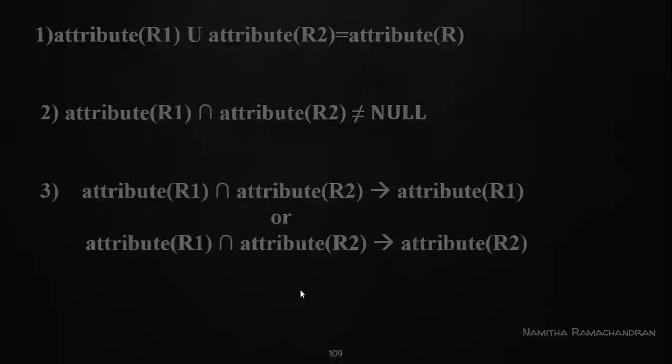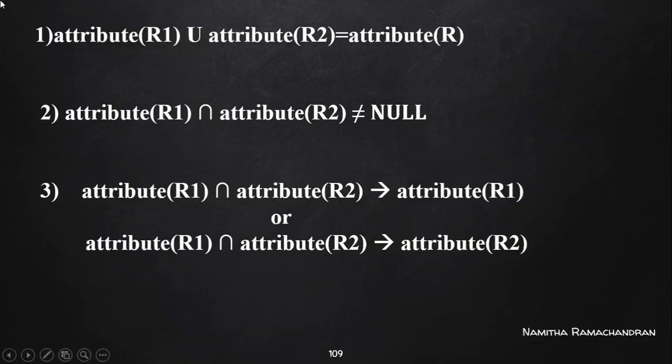Okay, so consider all the 3 conditions together. In order to check whether a decomposition is a lossless join decomposition, first consider condition 1. If it is satisfied, now check whether condition 2 is satisfied or not. If it is satisfied, again go for condition 3. If it is again satisfied, we can conclude that the given decomposition is a lossless join decomposition.